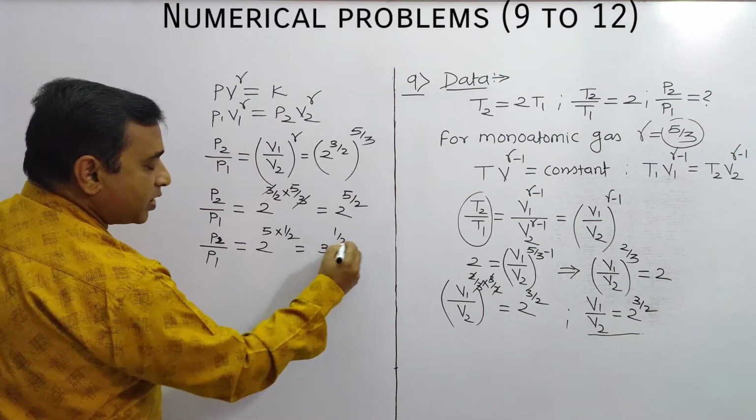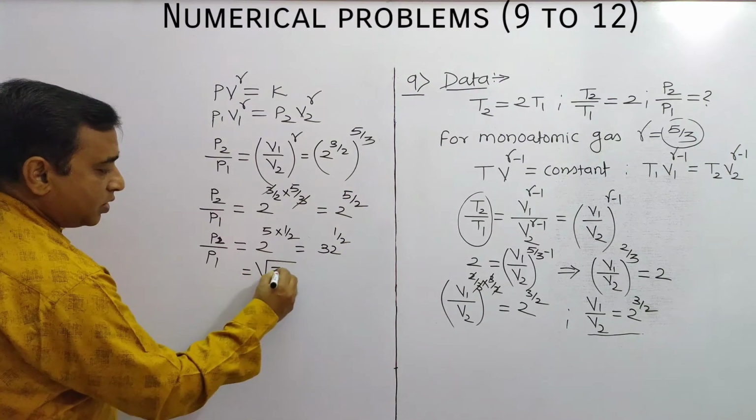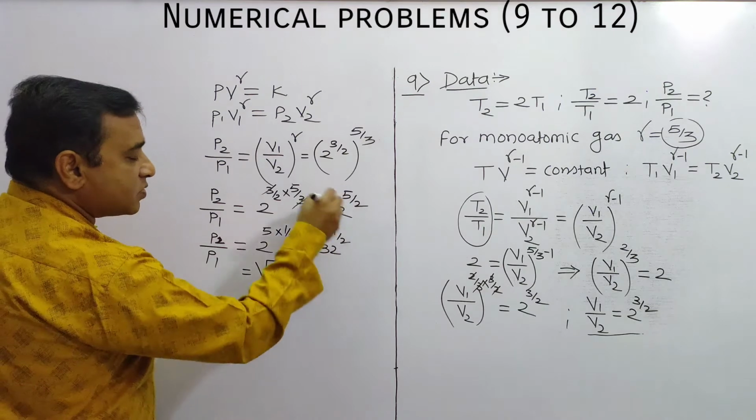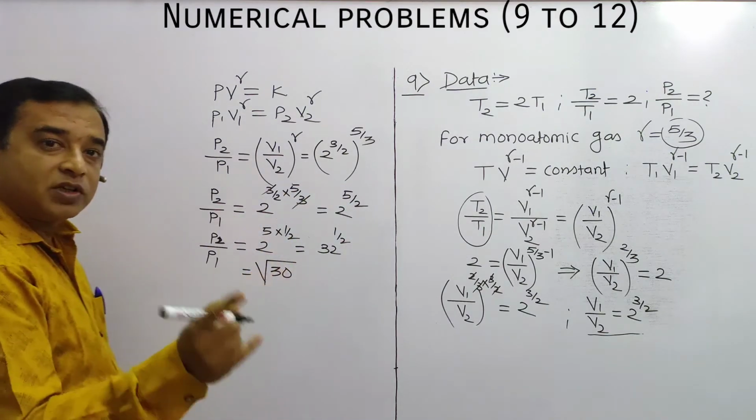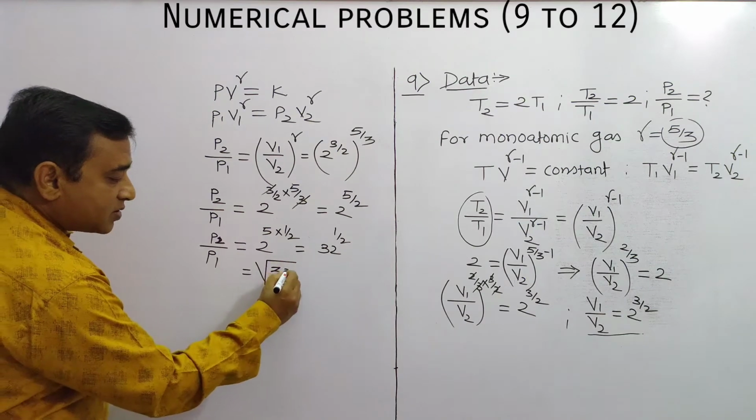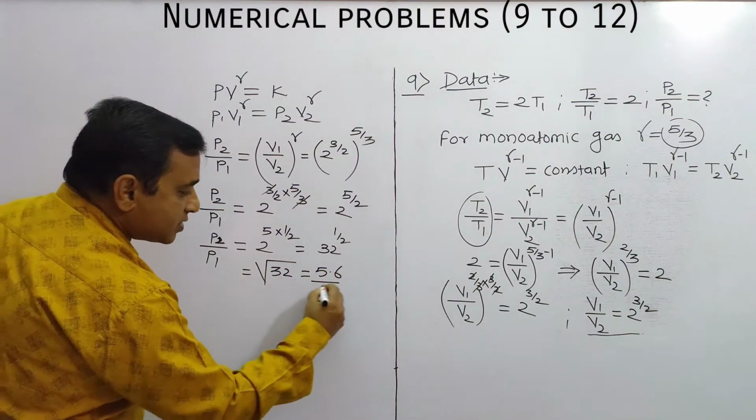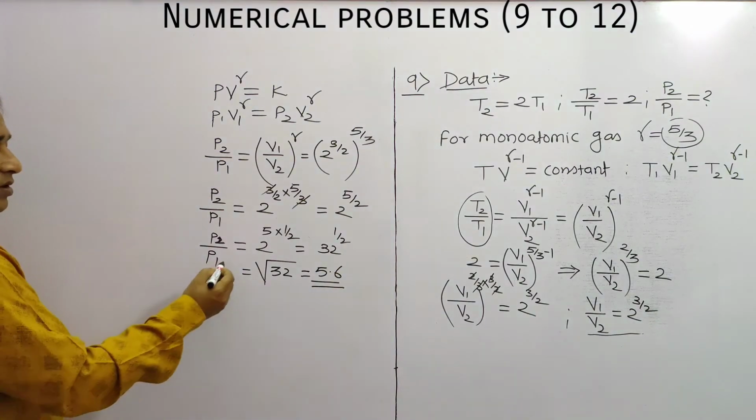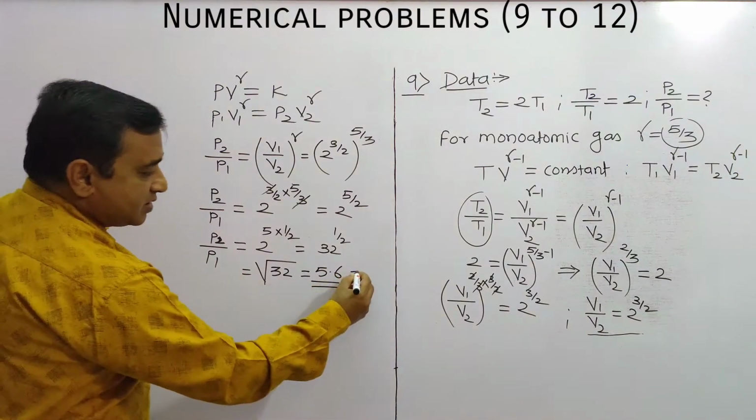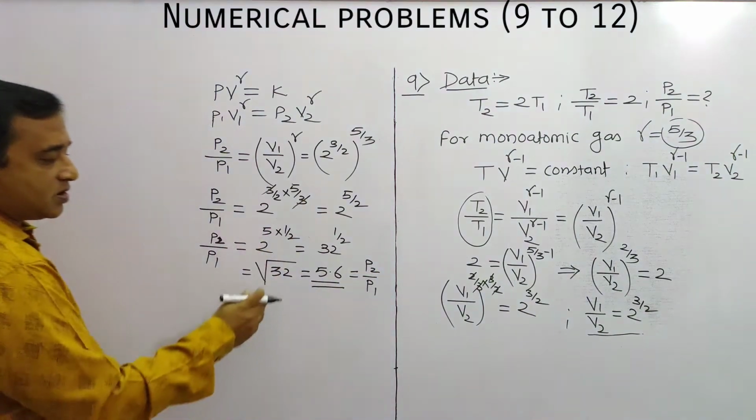32 raised to power 1 by 2 means under root of 32. So under root of 32, the answer is 5.6. This is the answer for the pressure, that is, the ratio of the final pressure to the initial pressure. This is your value.